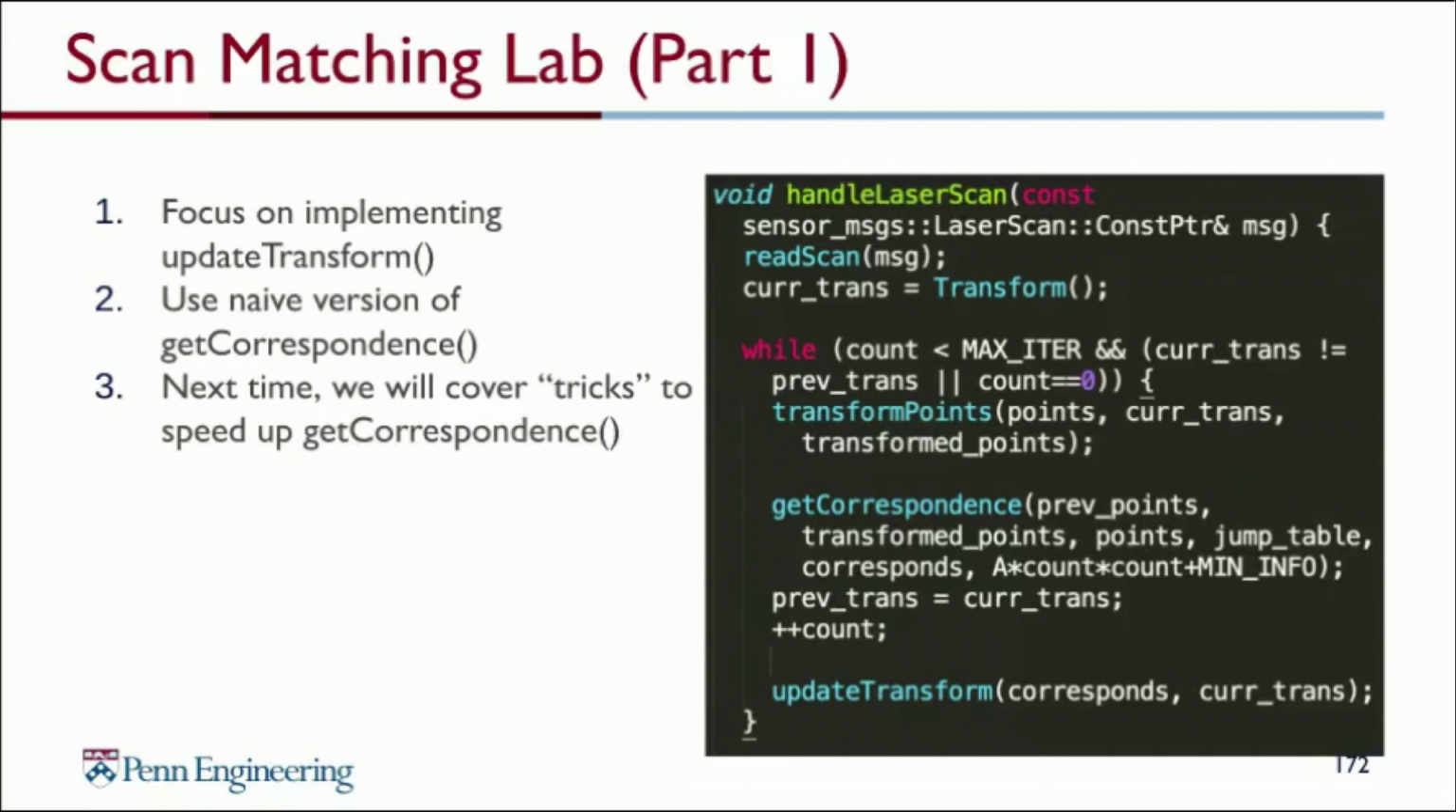So in summary, in this first part of the scan matching lab, we'll be focusing on implementing this update transform function. And during this part of the lab, we'll use a naive version of the get correspondence function that is provided for you. However, next time, we will cover some other tricks that will allow us to speed up the correspondence search process.